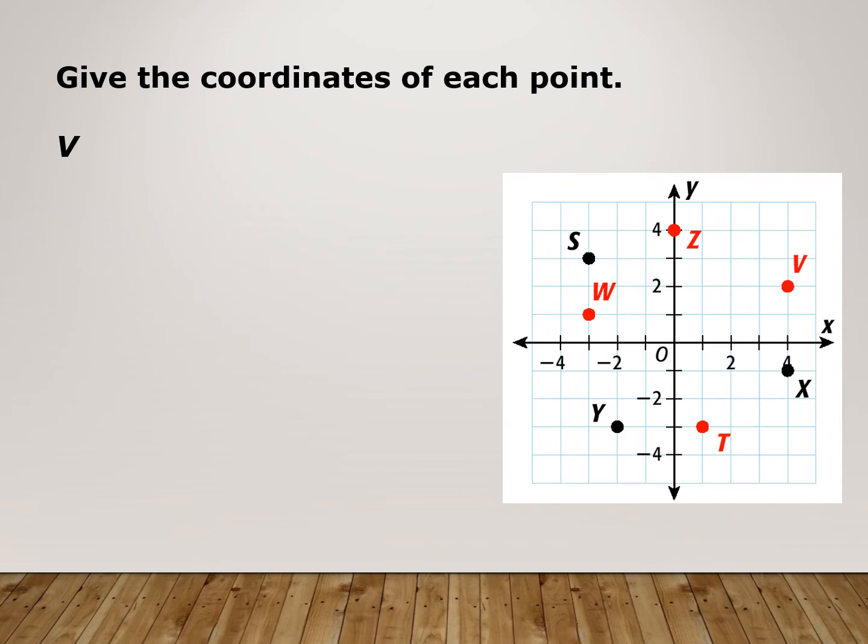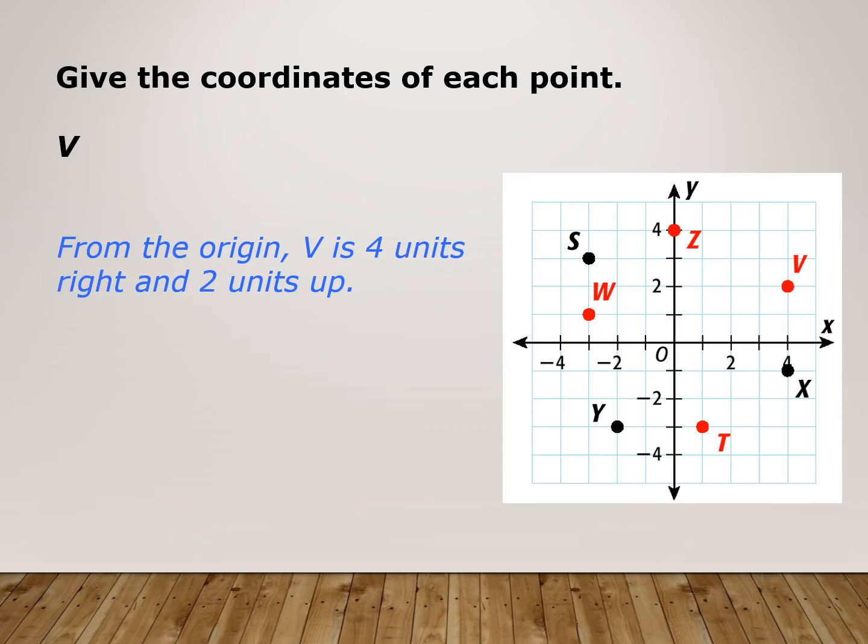Next is the point V. So, yung ating point V from the origin is 4 units right and 2 units up. So, yung ating quadrant will be in the first quadrant or quadrant 1. Then, yung ating ordered pairs will be 4 and 2.